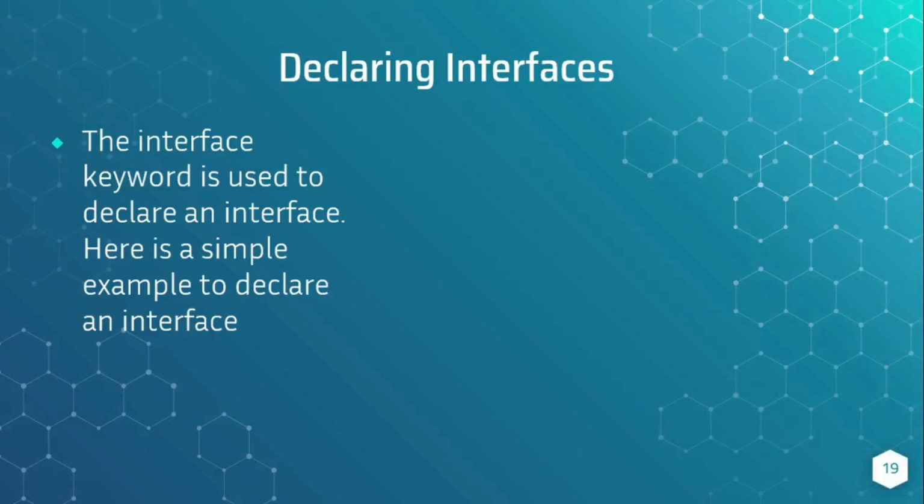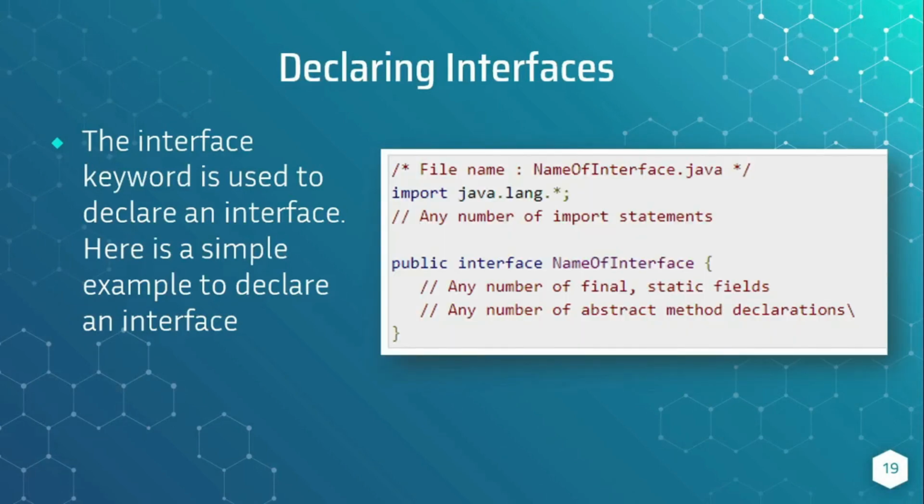Declaring interfaces. The interface keyword is used to declare an interface. Here is a simple example to declare an interface. So we have here the import java.lang. We need to be able to have an interface which is declared as public interface followed by the name of the interface.